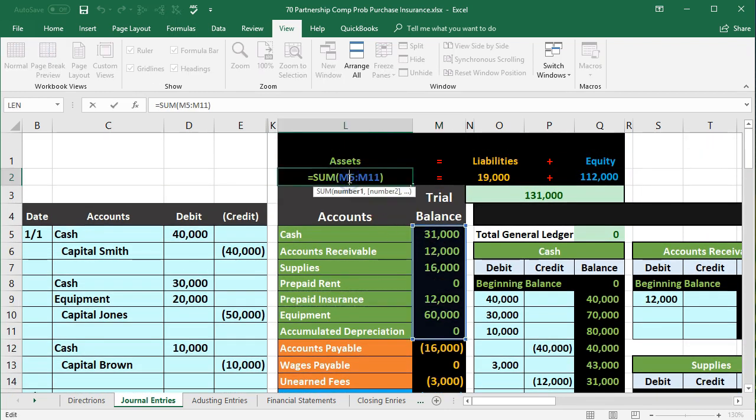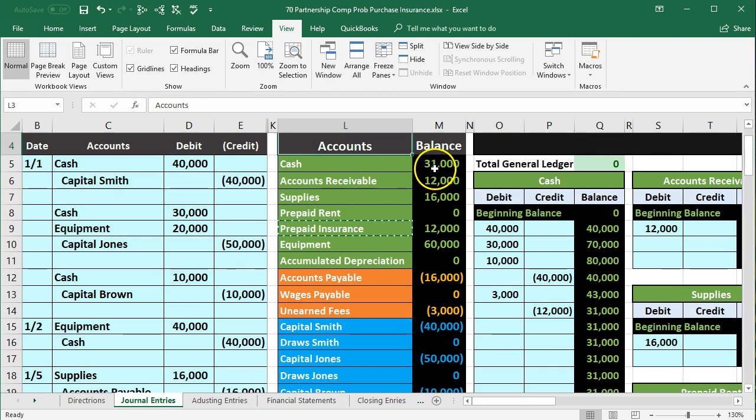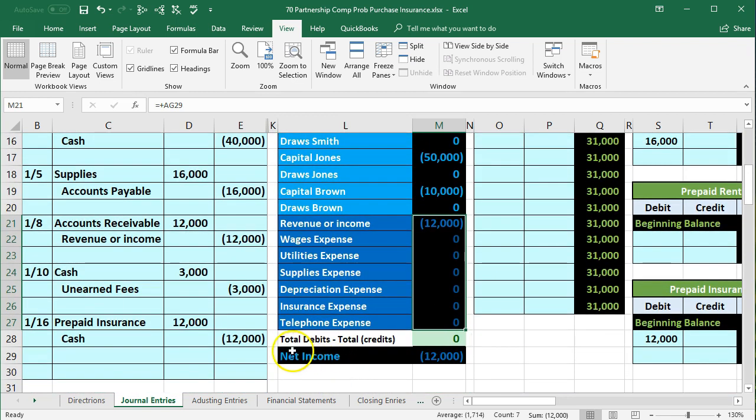Assets then, as a total, remain the same. Note also there's no effect on net income, even though we paid $12,000, because we haven't yet consumed any of it. There will be an effect for this month's income statement, and that will be done when we do the adjusting journal entries at the end.